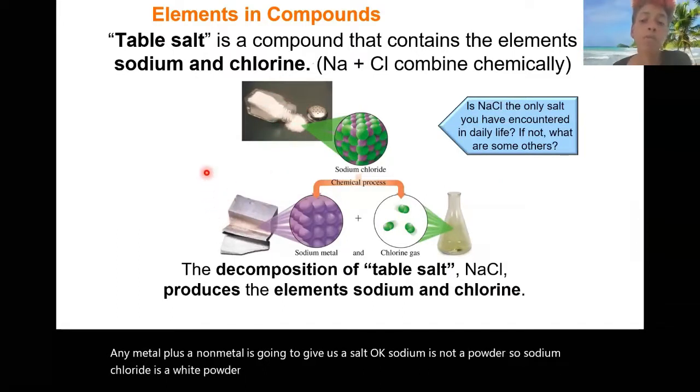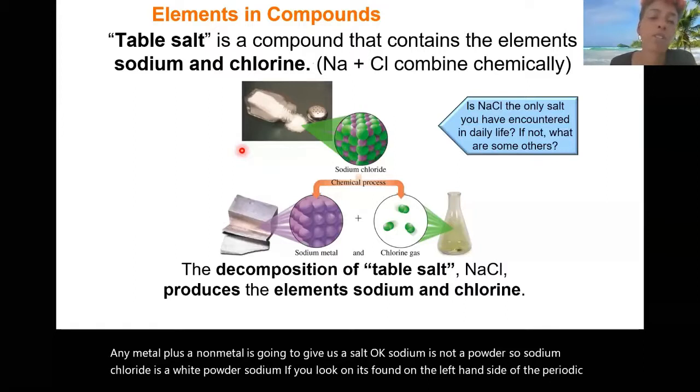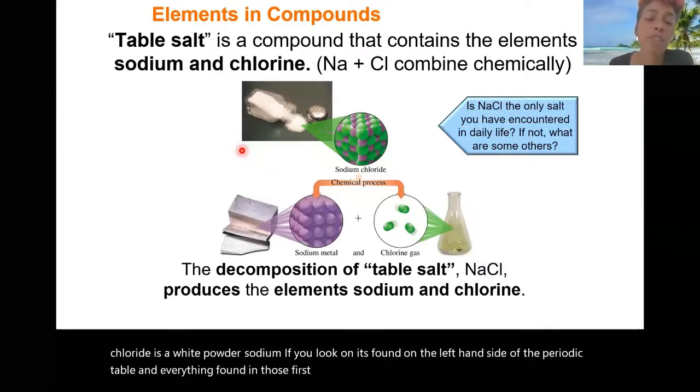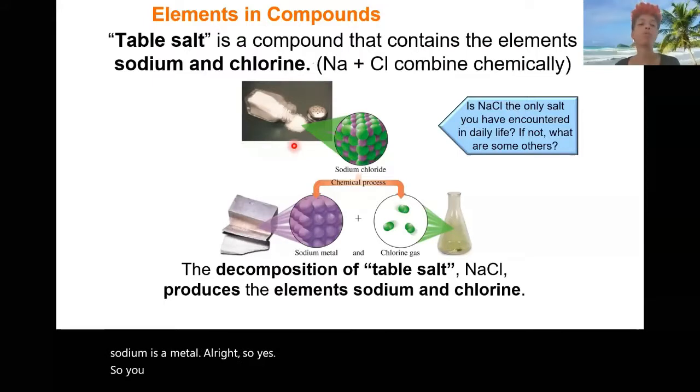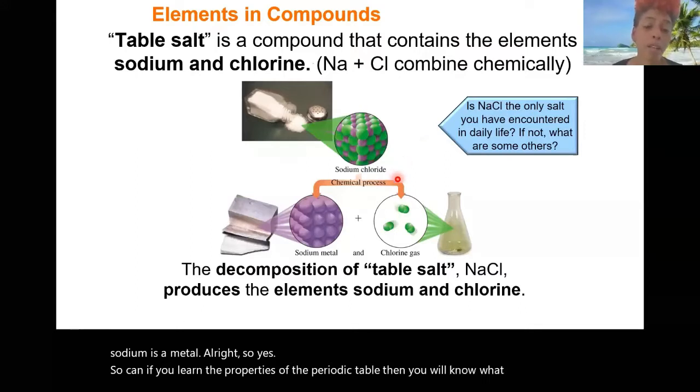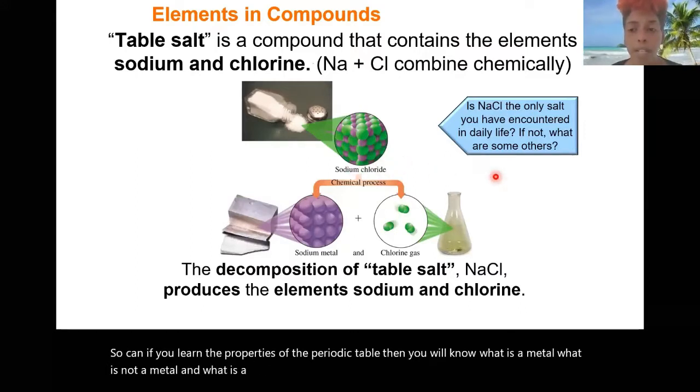Sodium is found on the left-hand side of the periodic table, and everything in the first 2 columns on the left side are all metals. So sodium is a metal, all right? If you learn the properties of the periodic table, then you will know what is a metal, what is not a metal, and what is a metalloid. That is what you will learn in Unit 3.